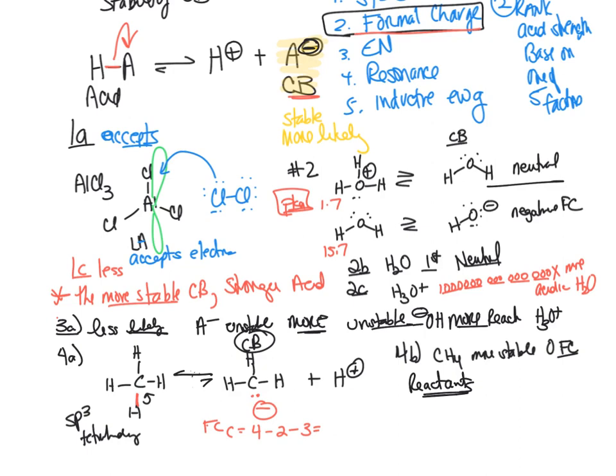Predict the direction of the equilibrium, okay. The pKa for methane is about 50. That's very, very high. Does this agree with your conclusions? Yes. The conjugate base is very unstable, therefore very reactive. It will gladly take a proton.